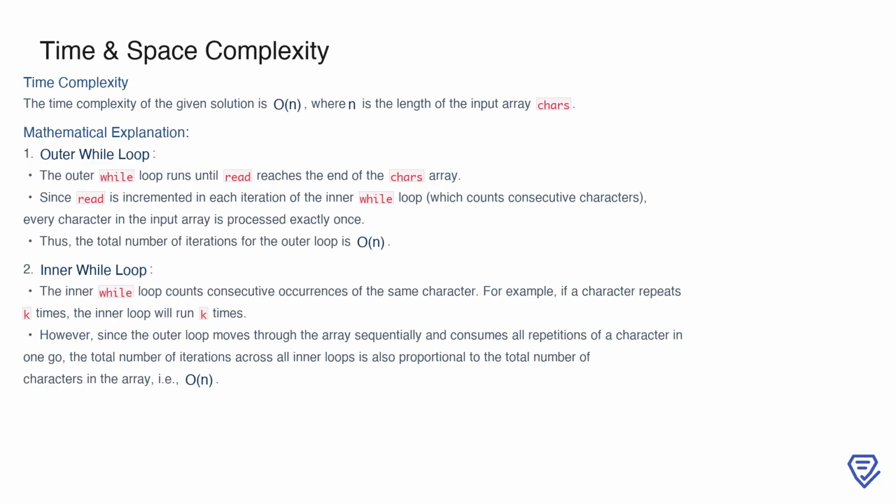Next, we have the inner while loop, which counts consecutive occurrences of the same character. For instance, if a character is repeated k times, the inner loop will iterate k times. However, because the outer loop consumes all repetitions of a character in one go and processes each character exactly once, the combined iterations of all inner loops still remain proportional to n. Therefore, the time complexity of both loops together is O(n).